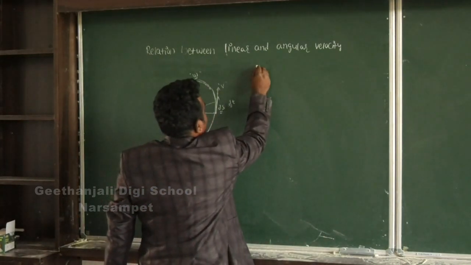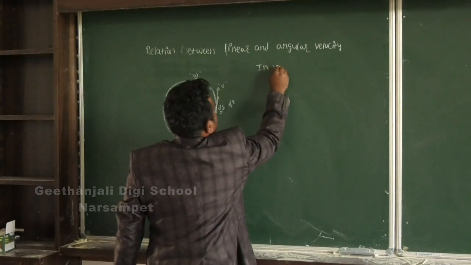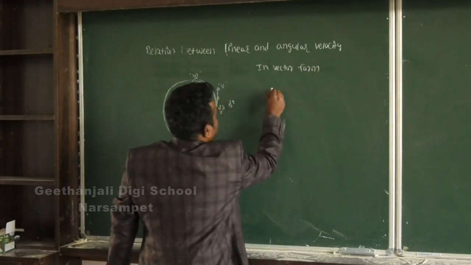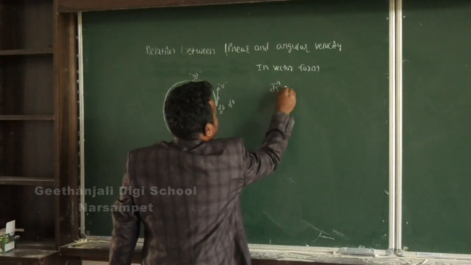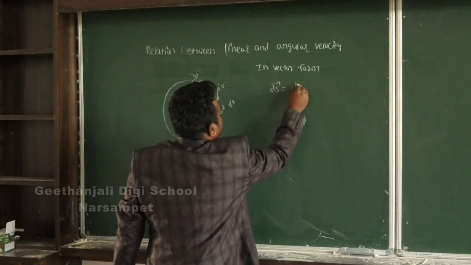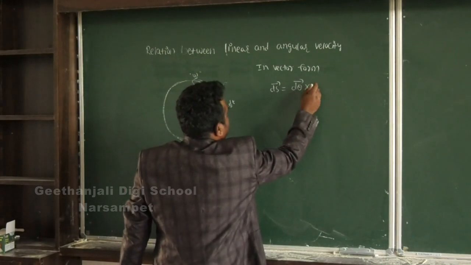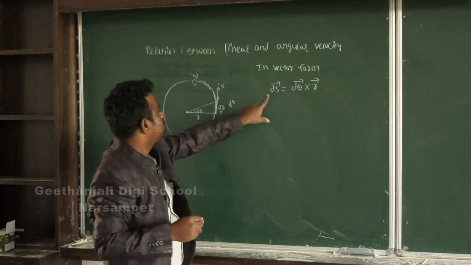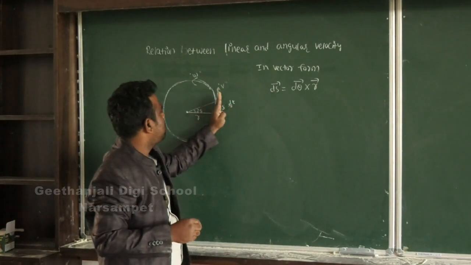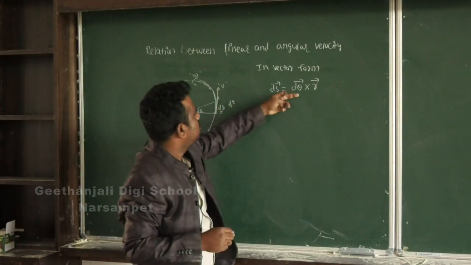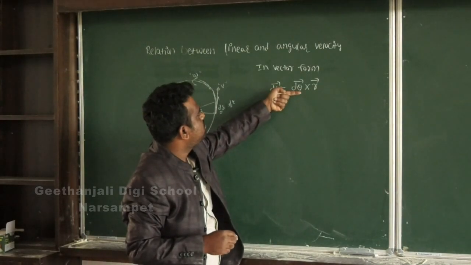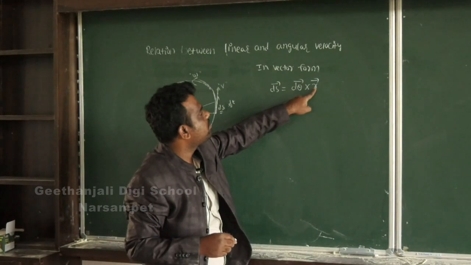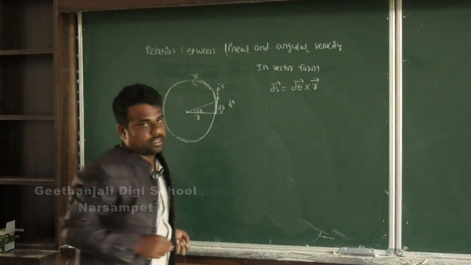In vector form, I can write ds vector is equal to d theta vector cross r vector. So this is what: a small displacement vector equals small angular displacement vector cross r bar. r bar means this is the position vector.